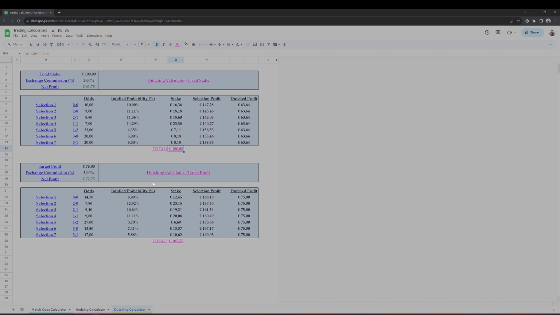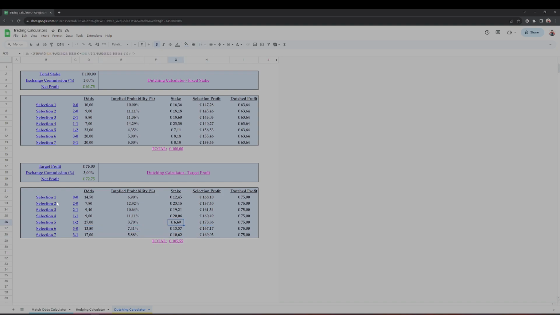This second calculator is different, right? Because you can approach it in a different way. Instead of saying that you have a total stake of 100, you can say that your target profit is something. So let's say my target profit is 75. So I don't care in this scenario what my total stake is. I want the calculator to do the math so that my profit is 75, right? And these are the odds. So how should I split my stake to ensure that profit? Yeah, this is my target, and I don't care what my total is.